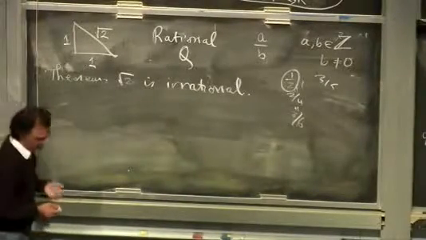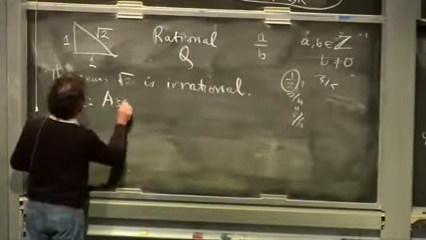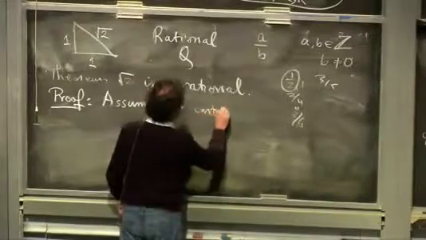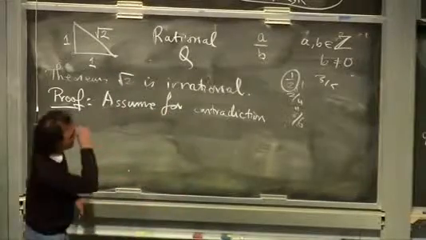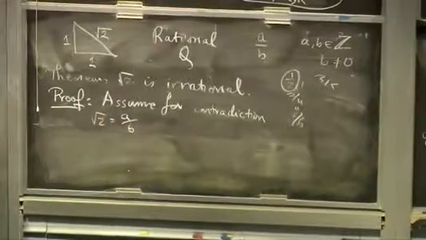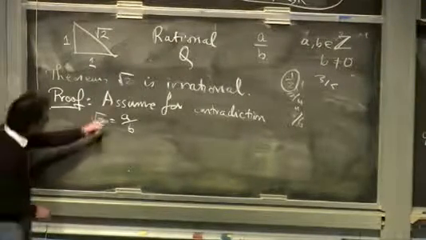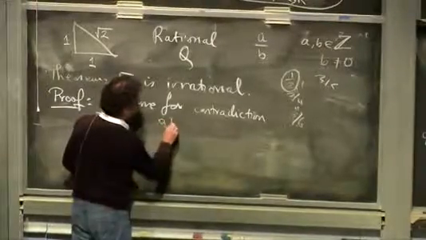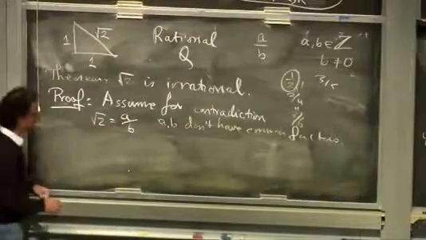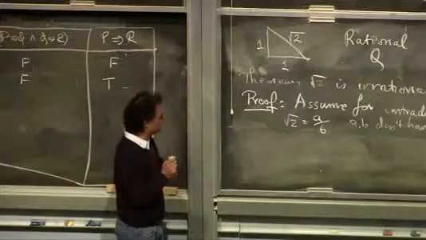But okay, so how does the proof go? Assume for contradiction that square root 2 is equal to a over b. And assume a and b have no common factors. You can always reduce: if there are common factors, you keep canceling them until you get down to smallest a and b.